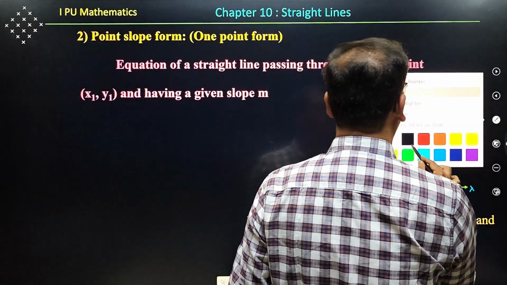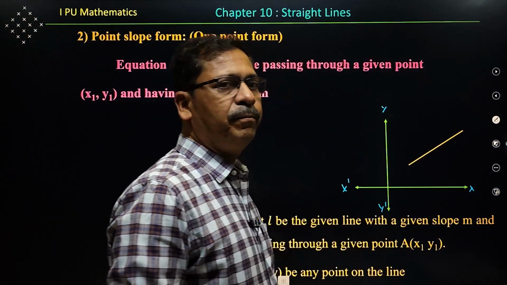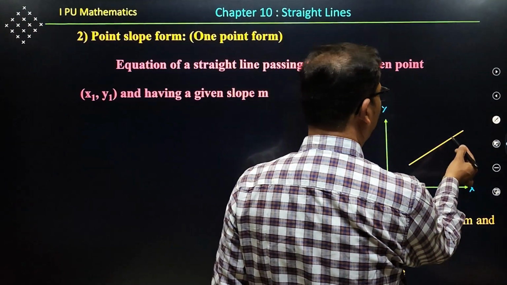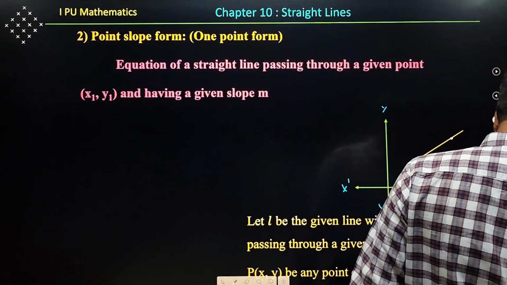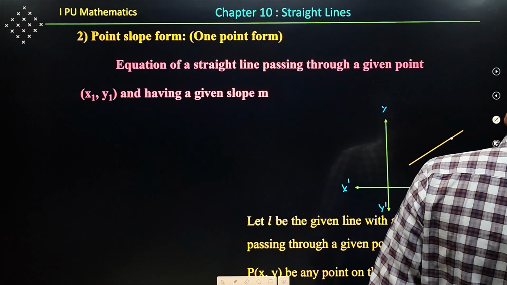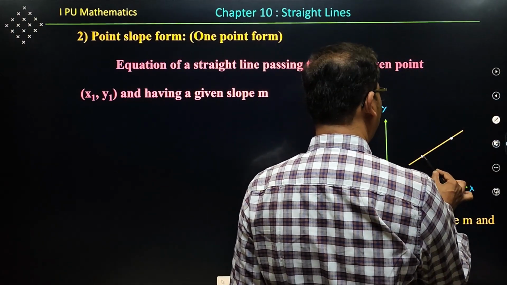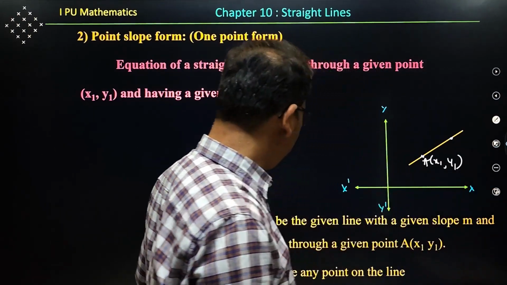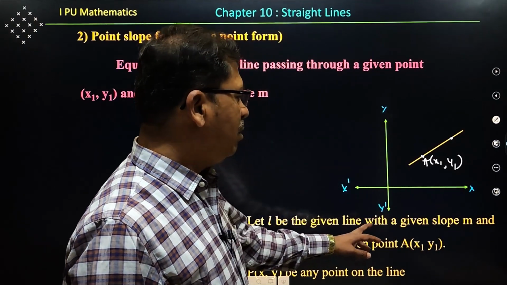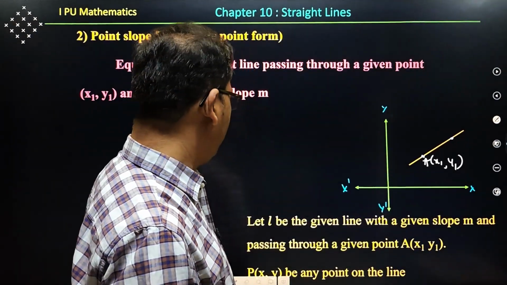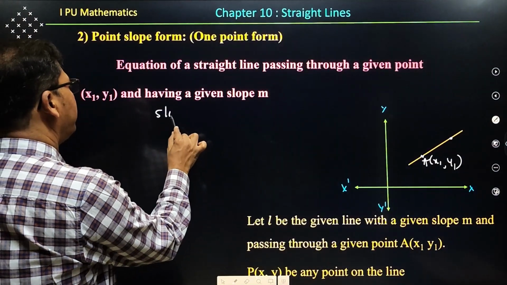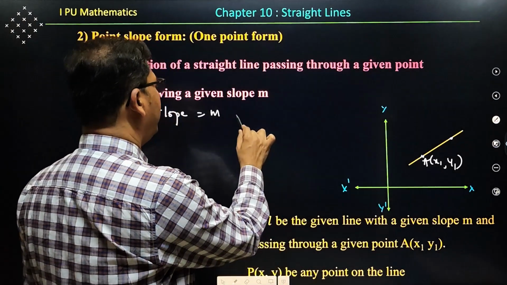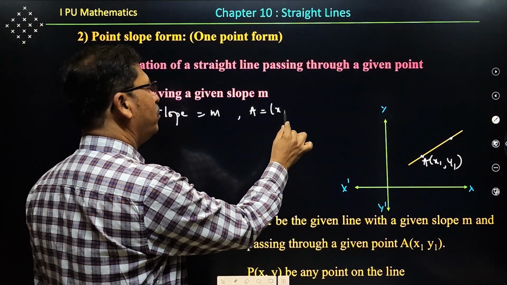See, in this coordinate system, please try to understand. Here in the coordinate system, I have taken a line. This is passing through a point, say P of x1 comma y1, or A of x1 y1. Here in the explanation, I have taken it as A of x1 comma y1. This is the point here. Let L be the given line with a given slope m. The slope of the line is equal to m here, and it is passing through the point, say A, which is x1 comma y1.